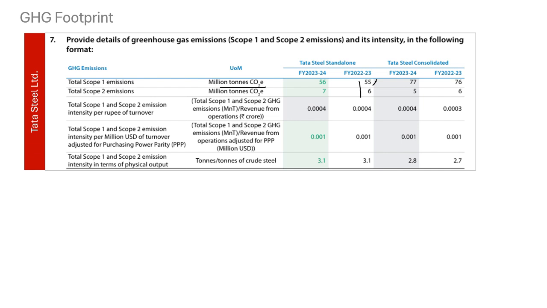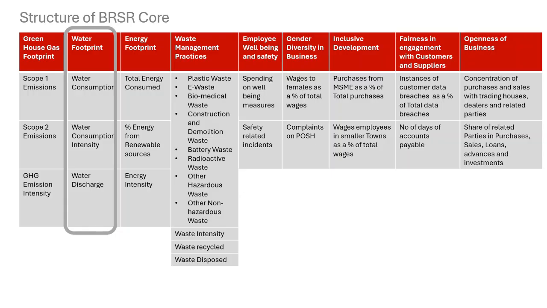Coming to the intensity, Tata Steel has expressed its intensity for every rupee of turnover, for every metric ton of crude steel produced, and also for turnover adjusted for purchasing power parity as is required by the framework. Next, we come to water footprint. All industrial operations require water. The disclosure of water footprint includes disclosure on water consumption, intensity, and water discharge. Let's dive in.